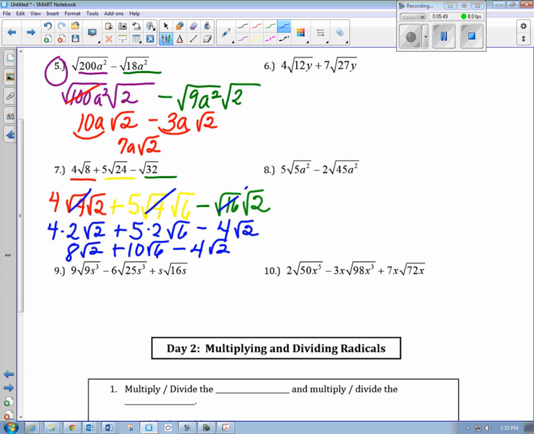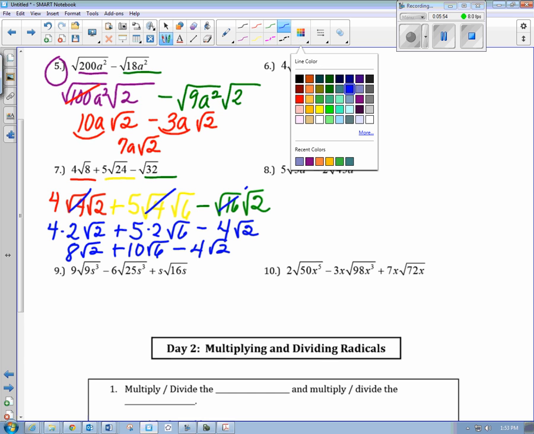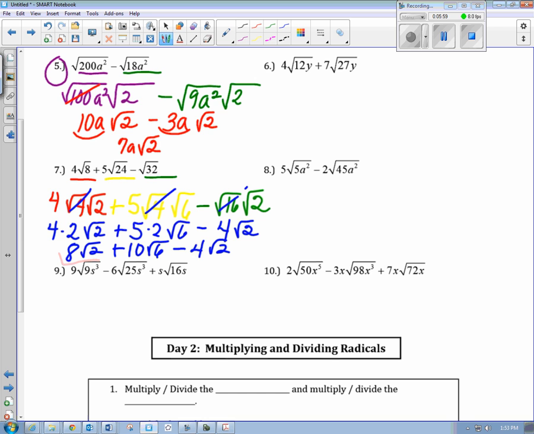And I'm looking to combine the terms that I can combine. One of the rules we started out with today was talking about how you have to have like radicands in order to add. So that means that the only two that I'm allowed to combine are going to be these two, because they're the ones with the radical 2 in them. 8 radical 2 minus 4 radical 2 gives me 4 radical 2 plus I also have a radical 6 over there that I'm going to add on. This is my final answer here. I cannot go back and combine those two together because the radicands do not match.